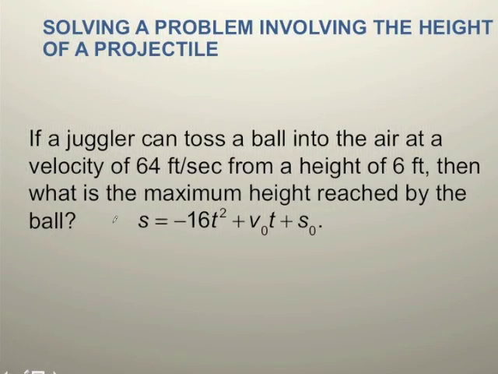Now we're going to do some problem solving. A juggler can toss a ball up in the air with a velocity of 64 feet per second from a height of 6 feet. What is the maximum height reached by the ball?